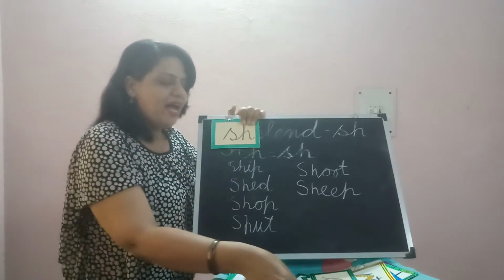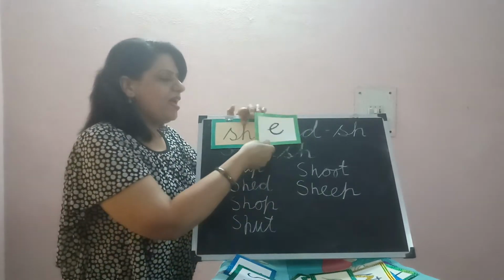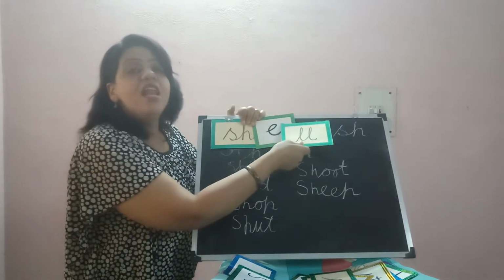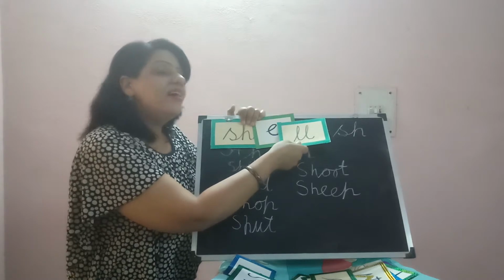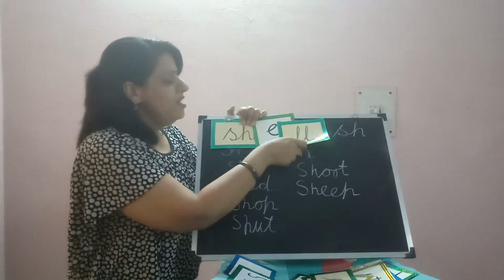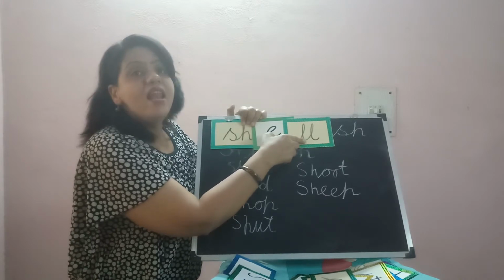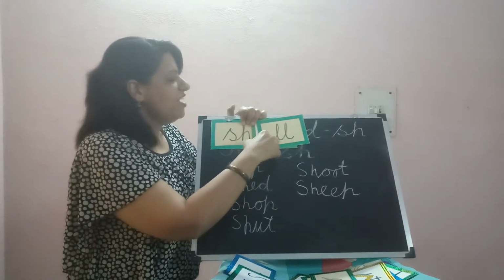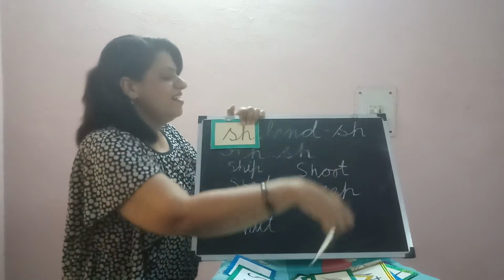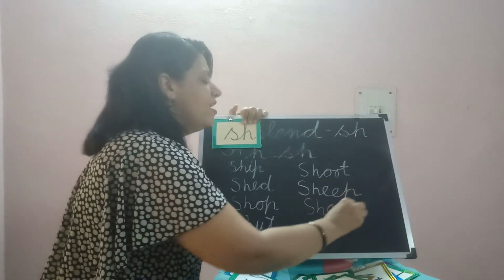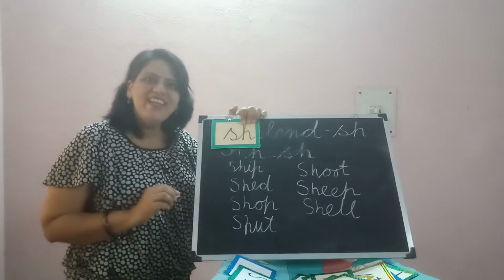Sh we have. Now I have e, and then I have l, another blend. It becomes sh, e, l, shell.